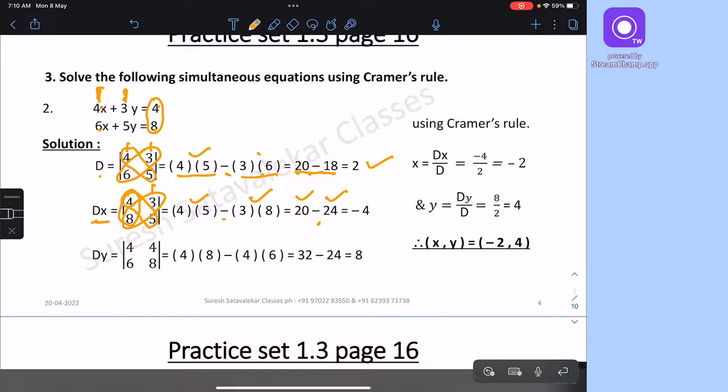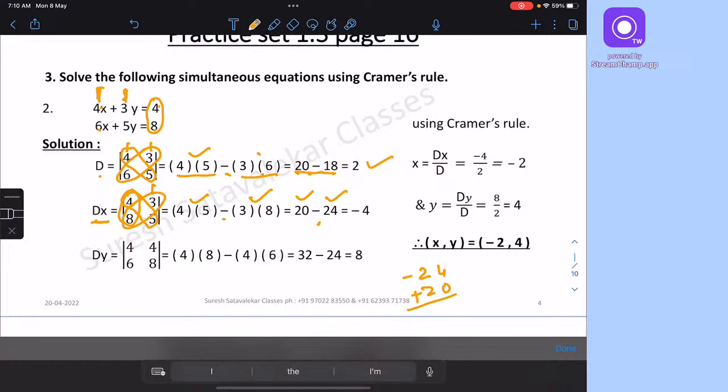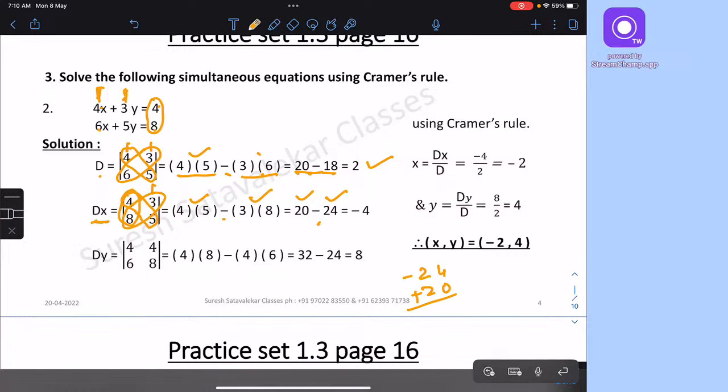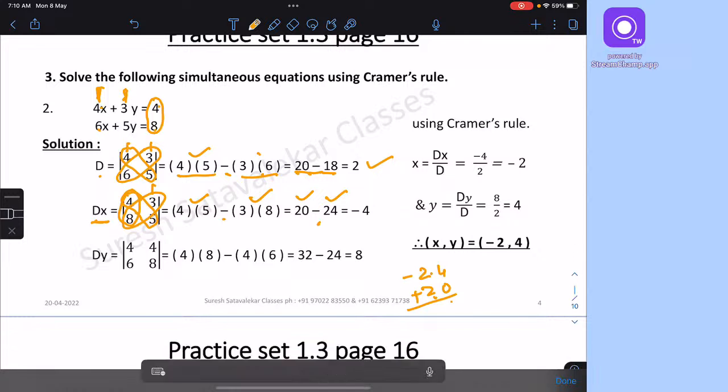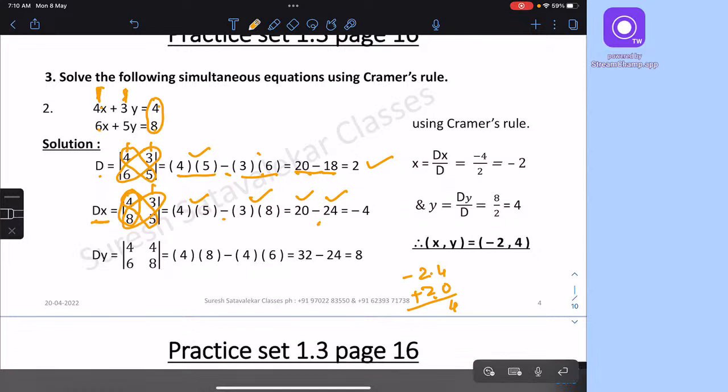Again here you will find that you are having two numbers, 24 and 20. 24 is negative, 20 is positive. When two numbers are having positive and negative sign, different signs, you have to take the difference. From 24 you have to subtract 20, it gives you 4. And you have to give the sign of the greater, so minus 4. This is the value of Dx.